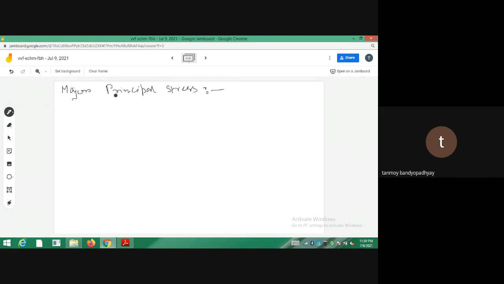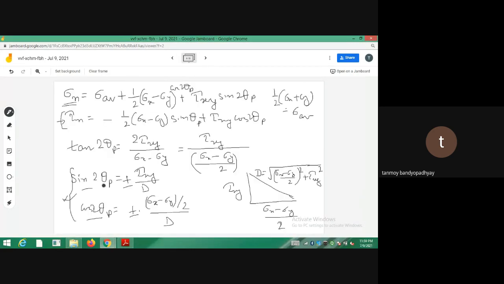So the major principal stress sigma 1 is equal to half of sigma x plus sigma y plus half of sigma x minus sigma y into cos 2 theta, right? So what is cos 2 theta? I am taking the positive values, both positive. Cos 2 theta is sigma x minus sigma y by 2d.